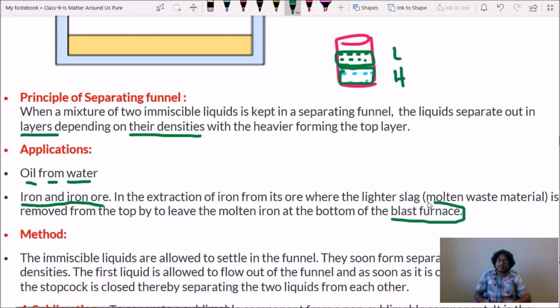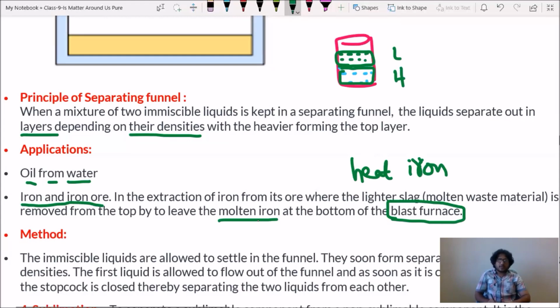A blast furnace is a machine where we heat the iron, and if you heat that iron, automatically there will be lighter particles and heavier particles. The iron will melt. Molten iron is nothing but iron which is melted, which will be at the bottom, and the lighter slag will be on top. Like that, pure iron can easily be removed from impurities.